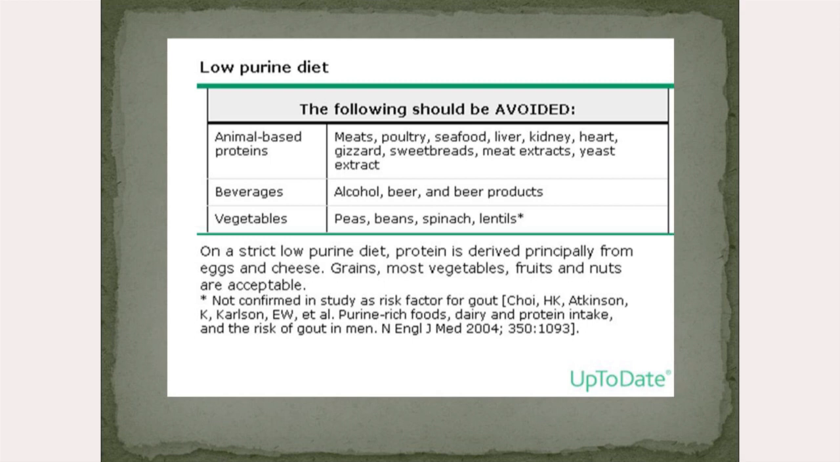Certain alcohol, especially liquor and beer and beer products. Wine hasn't been associated as much with gout and causing higher uric acid levels. Certain vegetables, peas, beans, spinach. Lentils, there's no confirmed association, but there's some people who feel that lentils can lead to higher uric acid levels and gout as well. And one comment here is on a strict low purine diet, protein should be derived principally from eggs and cheese.